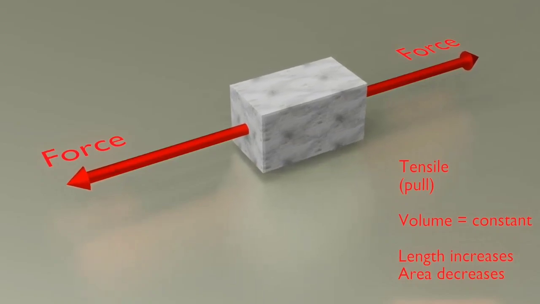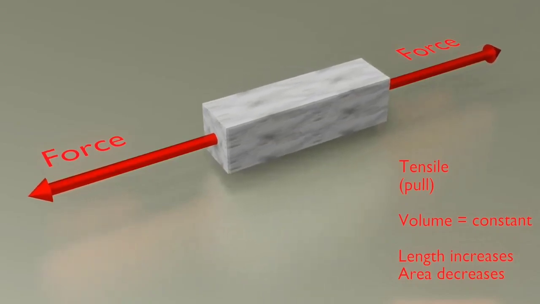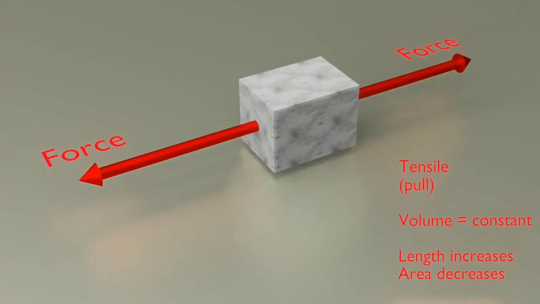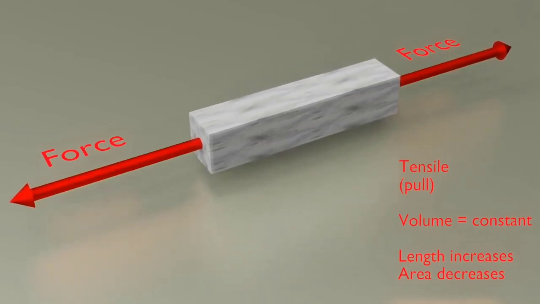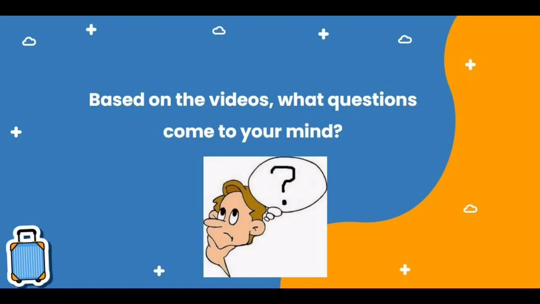And this is what happened to catapult rubber. When we pull the thread on the catapult, the rubber of the catapult will stretch. So, based on the videos, what question comes to your mind?